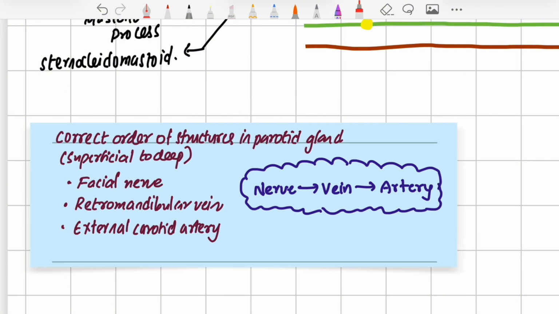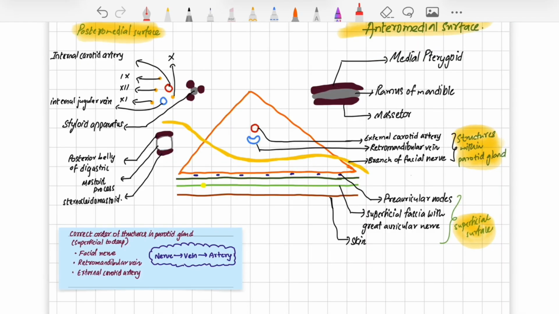To understand, suppose you dissect a cadaver near the parotid region. As soon as you reflect the skin, you see the fascia and all things, then you can appreciate the facial nerve first. After the facial nerve, you can appreciate the retromandibular vein. After that, you can appreciate the external carotid artery. I think you are in pace, right? So these are the relations of the parotid gland.